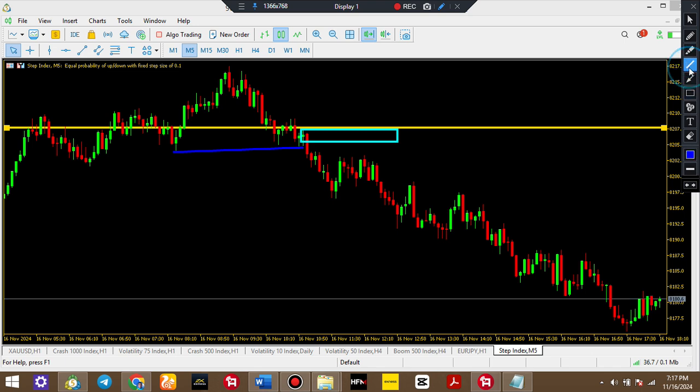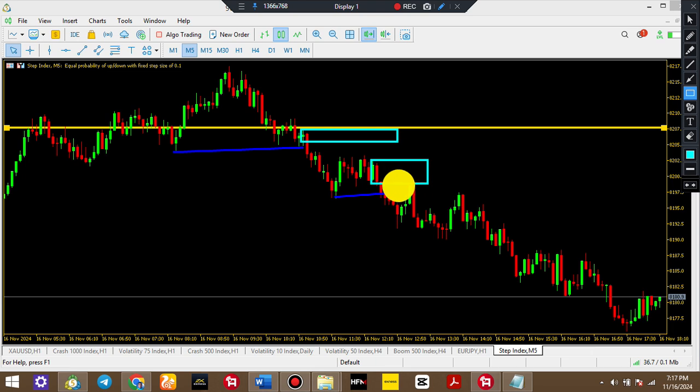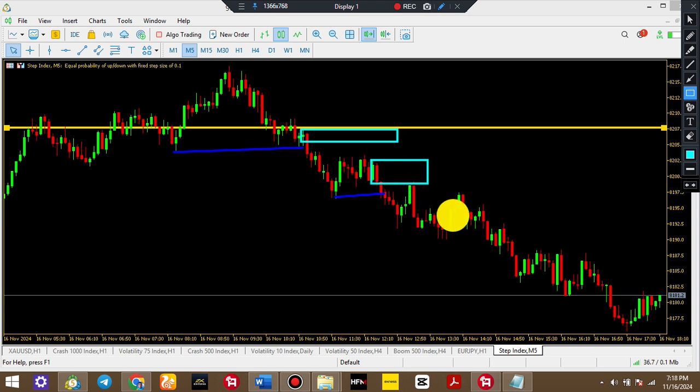But what next? We notice that we had another pullback here, then price broke structure again. Then our other area of interest would have been this one. So we would have gotten an entry opportunity within this second leg, and then we would have taken a sell trade all the way down.